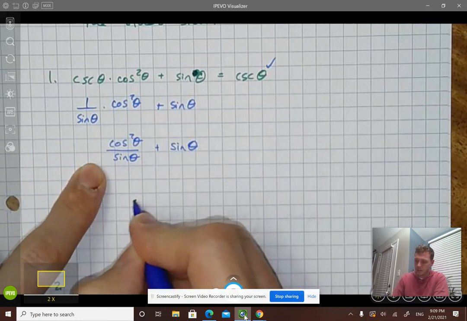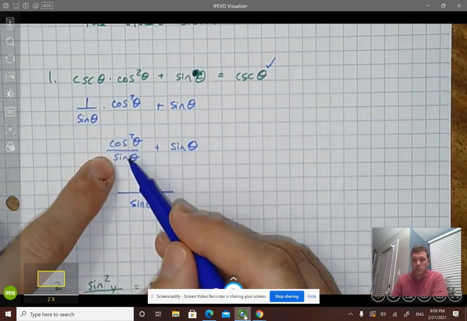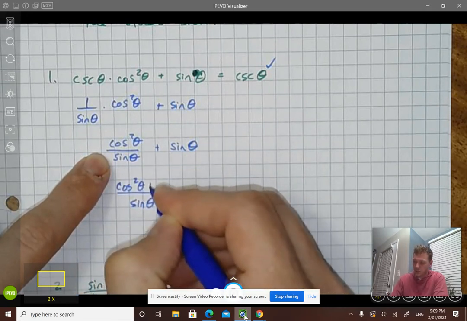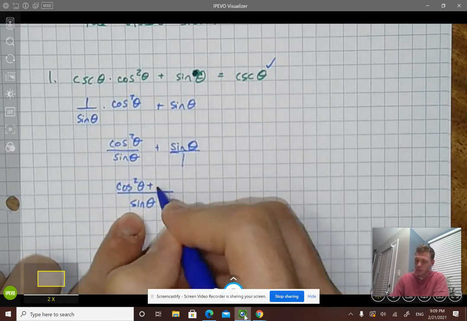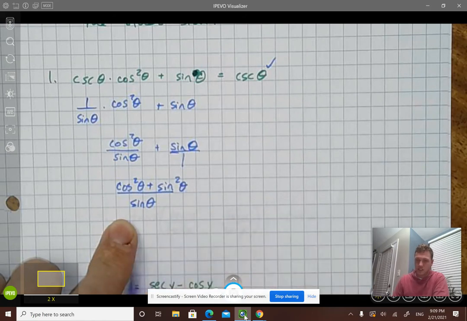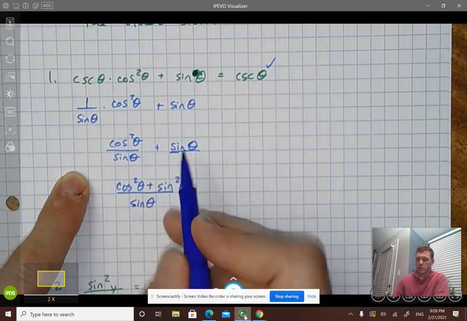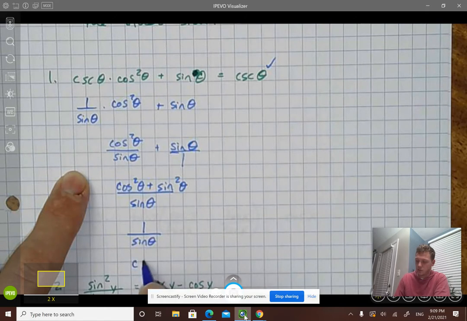I want to make that denominator sine of theta. The first fraction already has a denominator of sine, so we don't need to change anything there. But the second one has a denominator of 1, so we multiply it by sine, and get sine squared. Right off the bat, that cosine squared plus sine squared should let you know that it's a Pythagorean identity, so that's going to equal 1. And 1 over sine of theta is equal to cosecant of theta, which is what we were looking for.